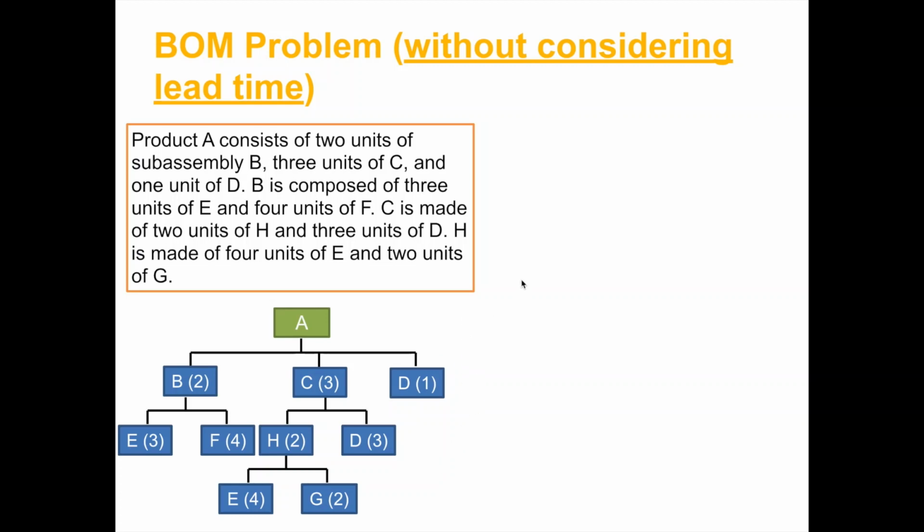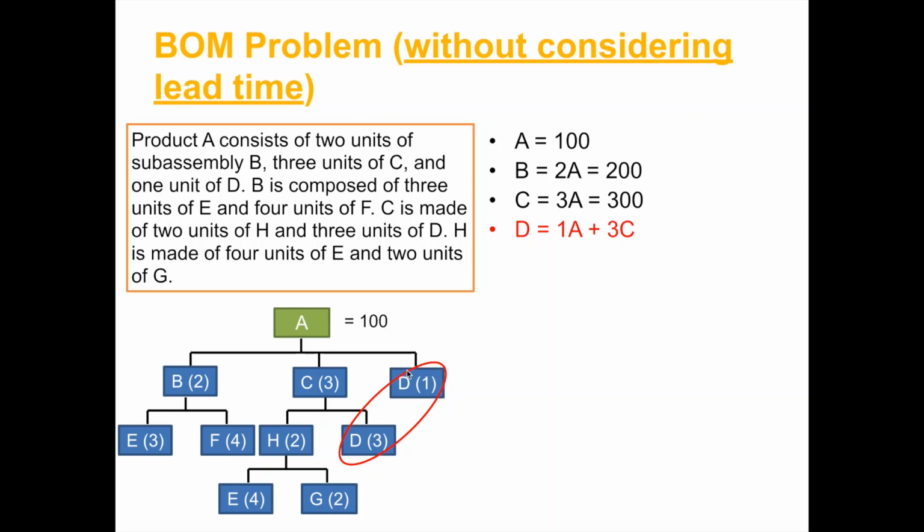So to produce 100 units of A, we have to determine the number of units of B, C, D, E, F, G, and H required. Like question number 1, we can calculate quantities of each component by simple multiplication. So to produce 100 products, we need 2 units of B, which is 100 times 2 equals 200. We also need 3 units of C, which is 100 multiplied by 3 equals 300.